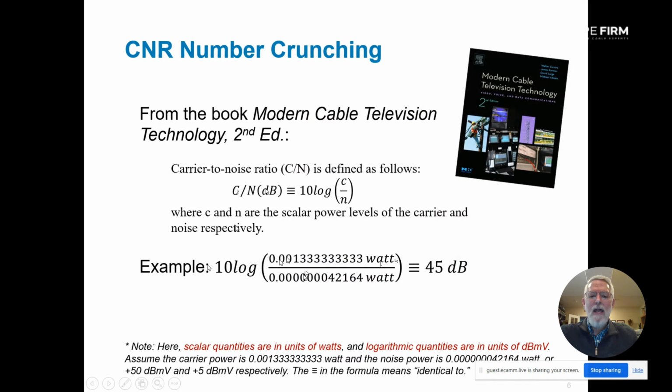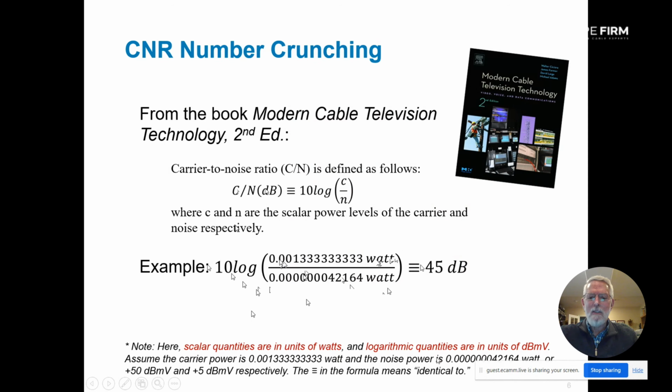So we can do an example here. We can insert a value in watts: 0.00133333333 watt divided by 0.000000042164 watt. Run through the math. You divide this, take the base 10 logarithm of that fraction, multiply by 10, you get 45 dB. And the example I used is the wattage that you see here is 50 dBmV and 5 dBmV respectively.